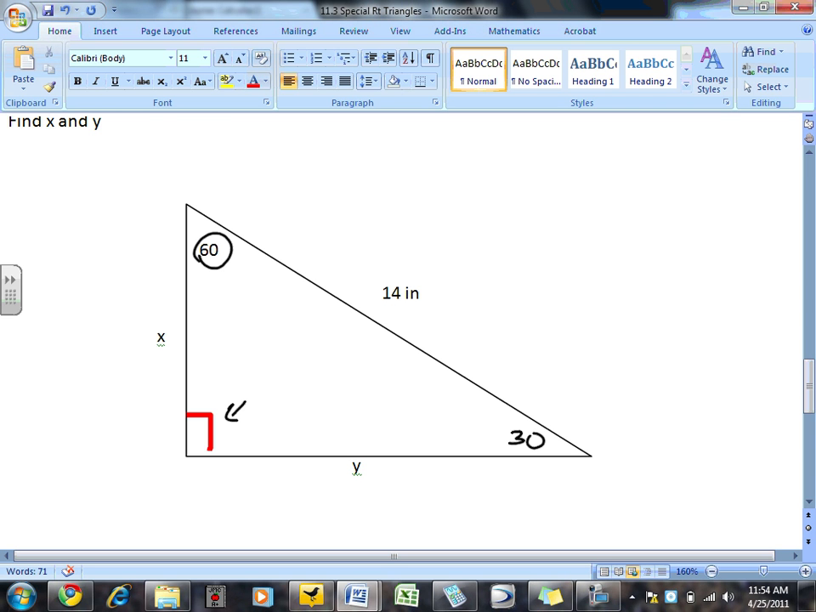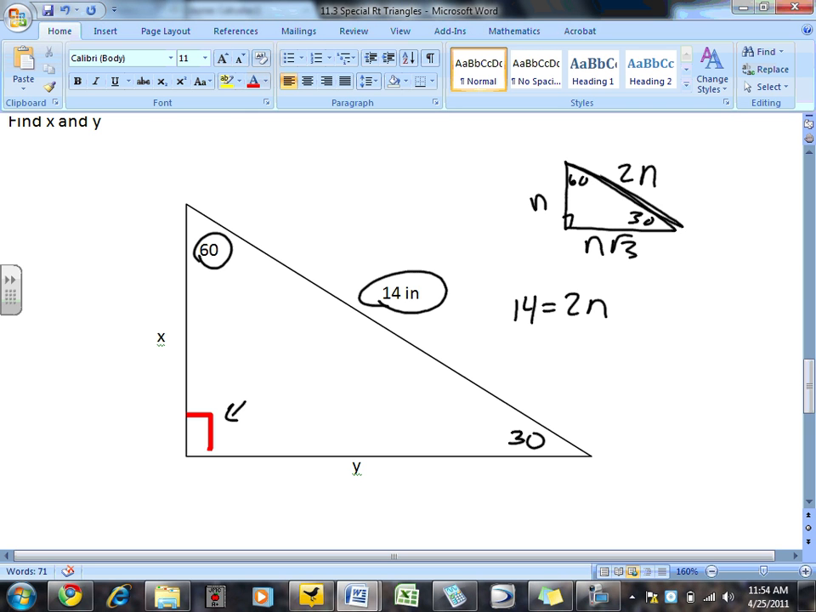Well, we had in our drawing earlier that our hypotenuse is going to be 2n. Remember, our drawing is this: if this is 30, this is n. If this is 60, this is n times the square root of 3. And if this is 90, this is 2n. So what we can say is 14 equals 2n, because that's the hypotenuse. That's this part right here.